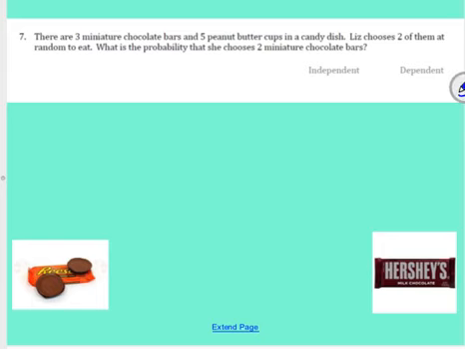So this one doesn't say anything about putting them back. So I am going to go with they are dependent upon each other. So there are 3 and 5, so that's a total of 8. Well, the first one is 8. The second one, if she doesn't put one back, is 7.